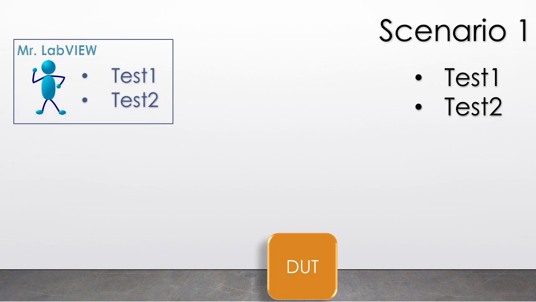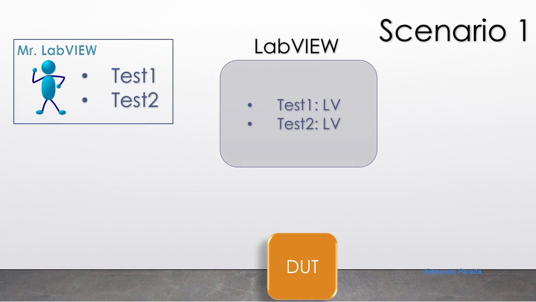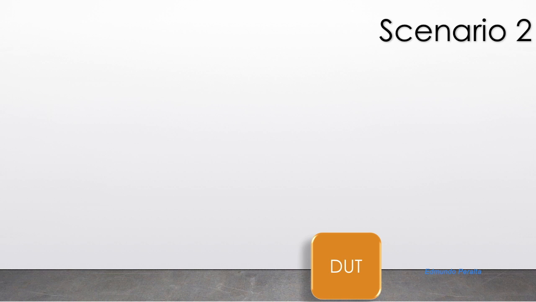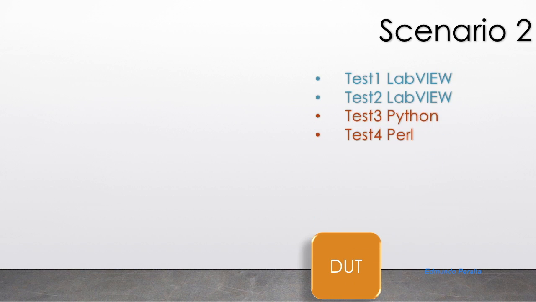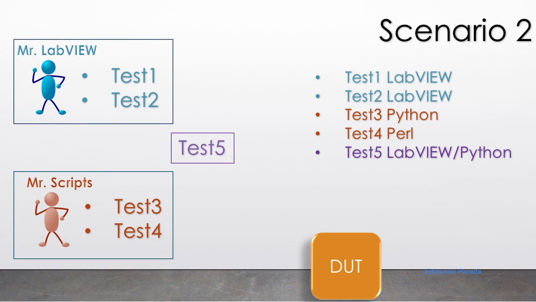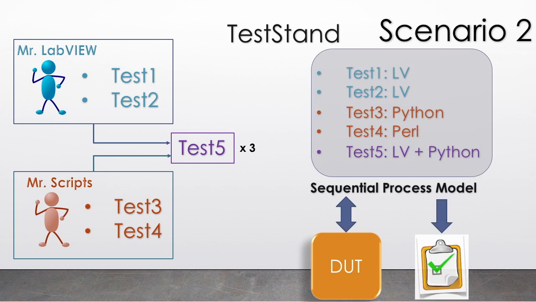So let's assume you have a device that you need to run a couple tests, so you develop those test modules in LabVIEW. And now, we need to add some extra tests for the same device, and some of them use Python and Perl scripts. And maybe one is a combination of LabVIEW running a Python script, and this particular one needs to run multiple times. So this time, you decide to use TestStand for your test management software, and use the sequential process model for testing one unit at a time.